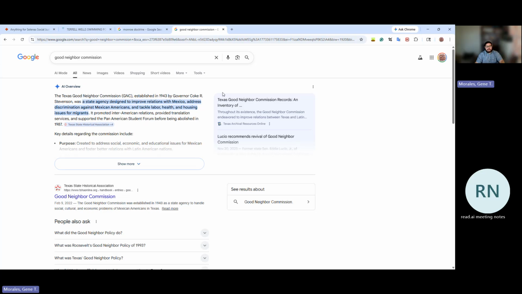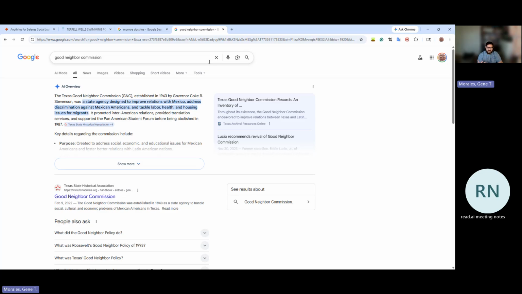Established by this guy, Coke Stevens. He's the governor of Texas at this point in time. A state agency designed to improve relations with Mexico, address discrimination for Mexican Americans, and tackle labor, health, and housing issues for migrants, and it's really immigrants at this point in time. It also promotes inter-American relations.